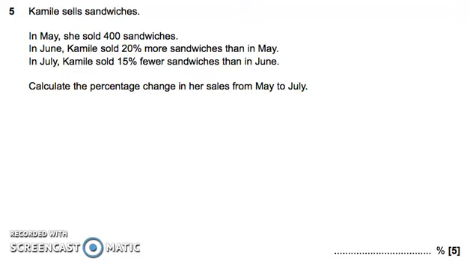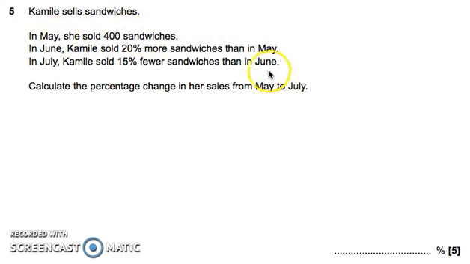In question number 5, Camille sells some sandwiches. In May, she sells 400 sandwiches. In June, she sells 20% more than she did in May. And in July, she sells 15% fewer than she did in June. We've got to calculate the percentage change in her sales from May to July. So carefully read that: May to July.